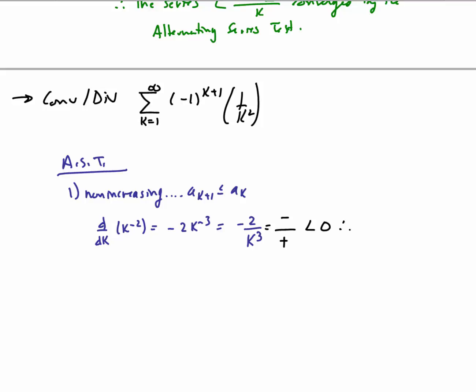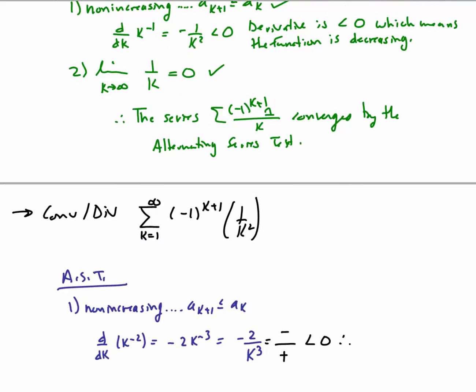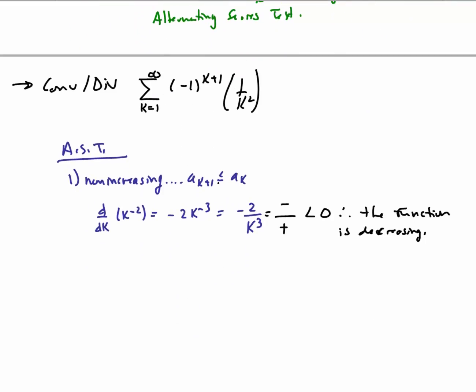Therefore, we can say the same thing that we did up here. The derivative is less than 0. Therefore, the function is decreasing. And that's what we wanted to show. Decreasing, non-increasing. Non-increasing means I could have equality as well from term to term. So that first criteria has been established. Second, I need to take the limit as k approaches infinity of 1 over k squared, which definitely equals 0. So that criteria has been met.